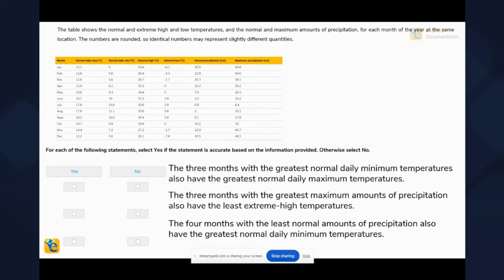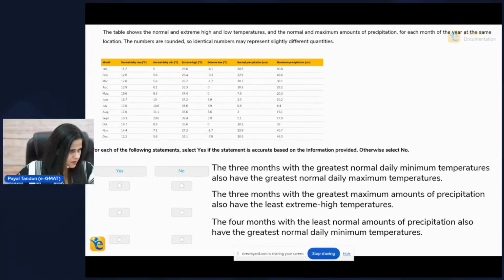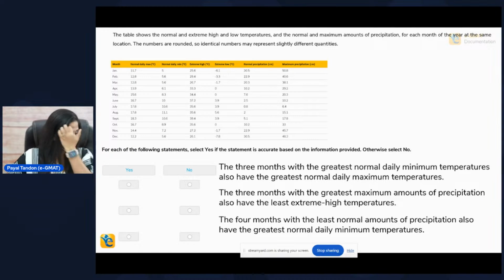All right, I'm going to end this poll now, and we are going to start discussing this one, okay? Let's do this one here.